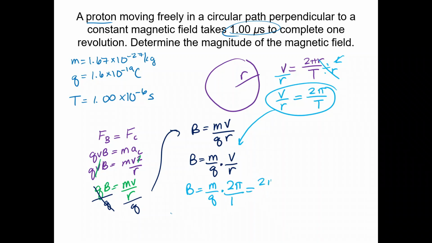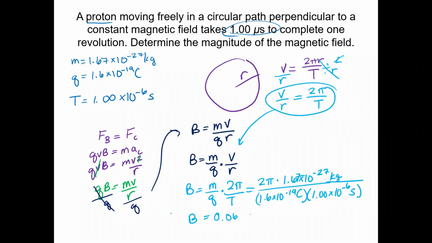So 2 pi times m, which is 1.67 times 10 to the negative 27th kilograms, divided by my q, which is 1.6 times 10 to the negative 19 coulombs, times my period, which is 1.00 times 10 to the negative 6 seconds. Sorry, that should be 1.67 times 10 to the negative 27th. I get a magnetic field that is equal to 0.0656 teslas.